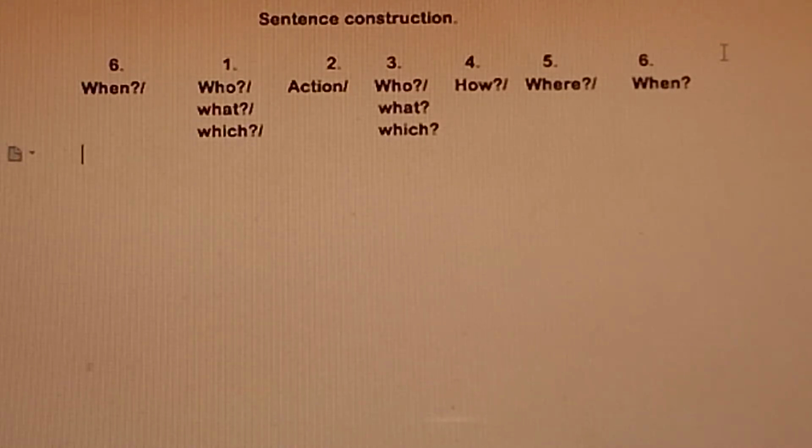Two classes ago, I taught you about sentences. I taught you the two types of sentences, simple and compound sentence. I said a simple sentence will just tell us about one thing, and a compound sentence will tell us about two or more things. I gave examples. If you need to learn this, you can go and watch the video in which I taught about sentences.